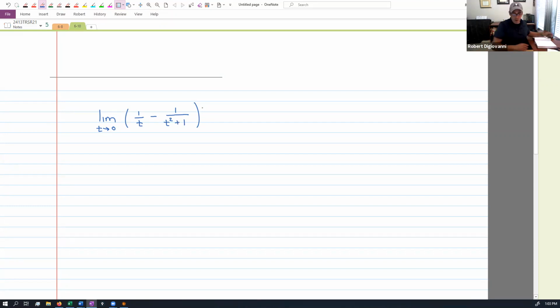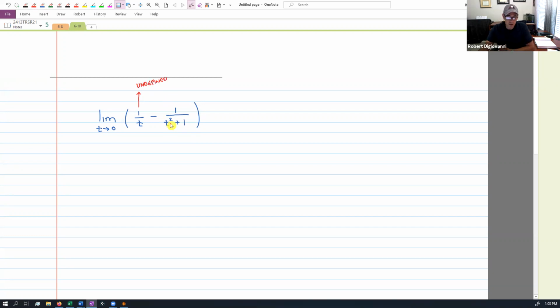Okay, so for this one, this is a limit. We're trying to evaluate the limit algebraically. So the first thing we want to do is try direct substitution, right? We're going to let t go to 0 and see what happens. And you can see right here, as soon as you try and plug 0 in here, this is undefined, right? You have division by 0.